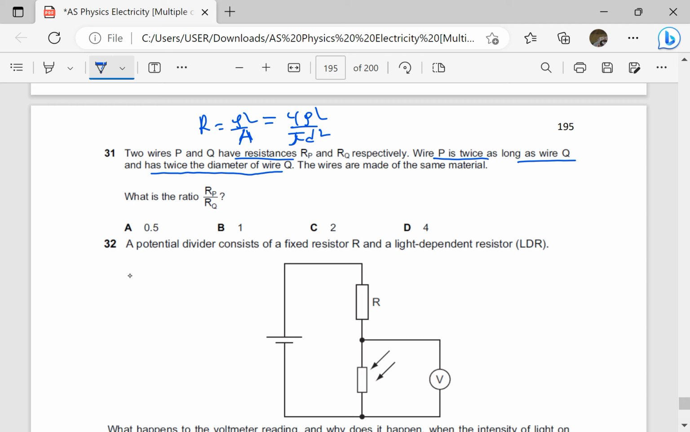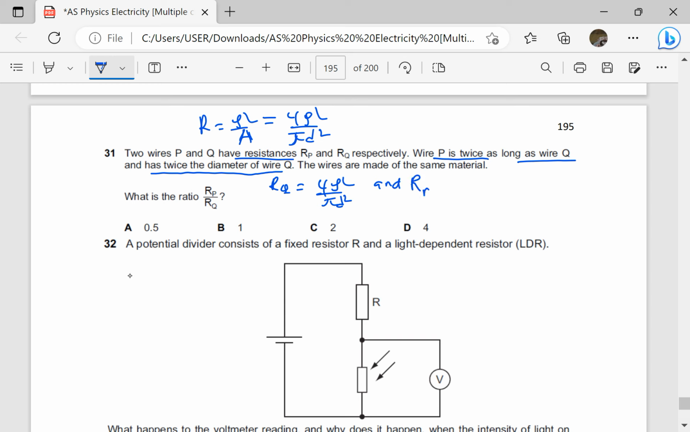Let me first write an expression for the resistance of wire Q. Resistance of wire Q will be equal to 4 rho L over pi d squared, because they told us wire P is twice as long as wire Q. So let the length of wire Q be L. Then wire P has twice the diameter of wire Q, so let the diameter of wire Q be D.